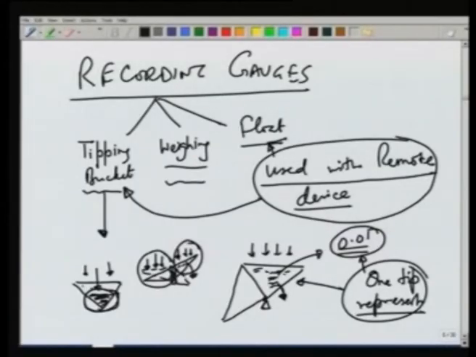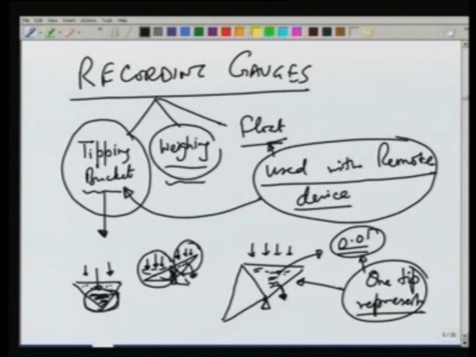And when next time there is some rain which occurs, it will fill the bucket and will tip it, and therefore, the rainfall will be recorded as occurring at some other time. So, tipping bucket is a recording type of rain gauge, because it will record continuously what is the time it takes to fill certain capacity.